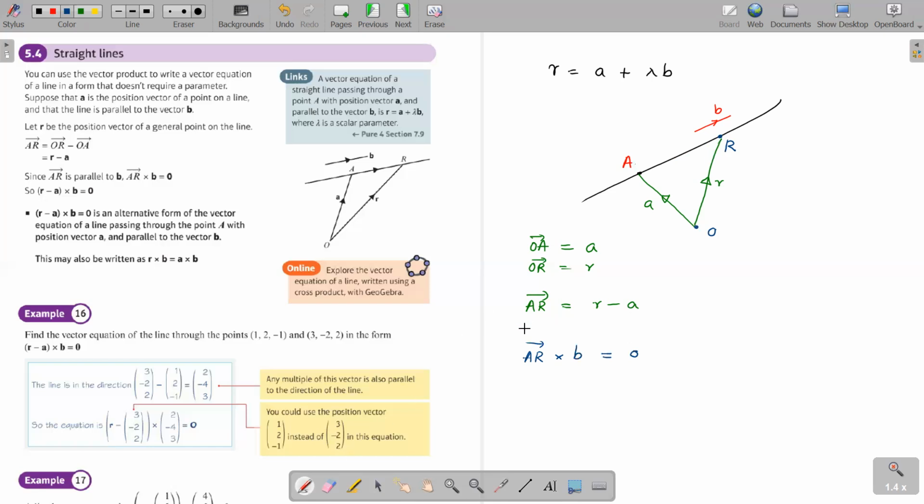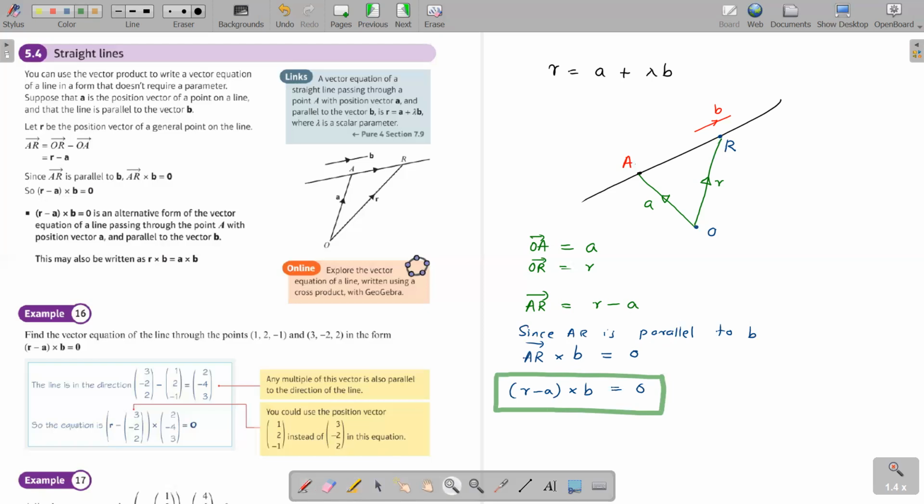So you can write like this. Since AR is parallel to b, AR cross b equals 0. So who is AR? AR is r minus a, so (r minus a) cross b is equal to 0. This is the main equation that we use. By using the cross product, we are defining the vector equation of a line.